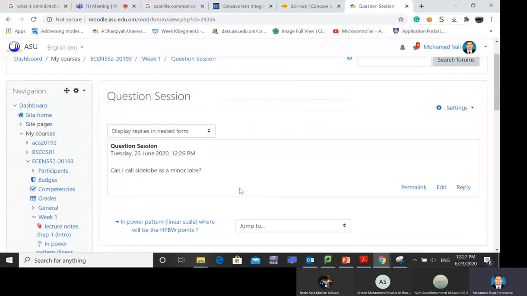Okay, now you can see here inside the forum, there is a question here. Can I call side lobe as a major lobe? This is the question. You can reply to this, please.